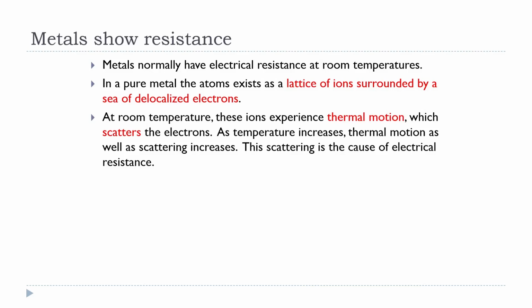Now at room temperature, all these ions will be in thermal equilibrium, and hence all these ions will experience thermal motion. They'll move about a bit, in a very fractional amount, and this thermal motion can scatter the electrons. Now, as the temperature of that metal or material is increased, the ions in it will have a larger thermal motion, and this in turn will cause a larger scattering of electrons. This scattering is the main cause of the electrical resistance.